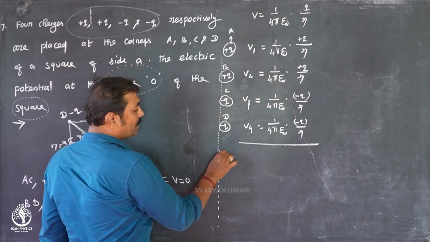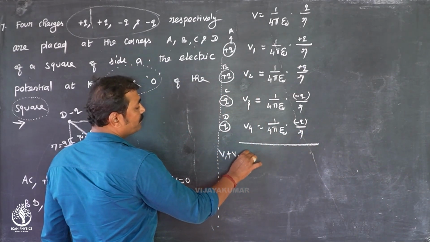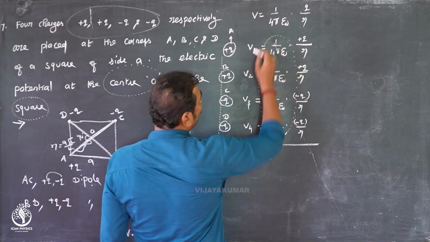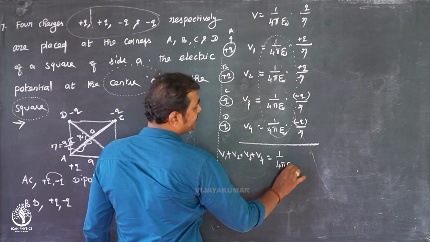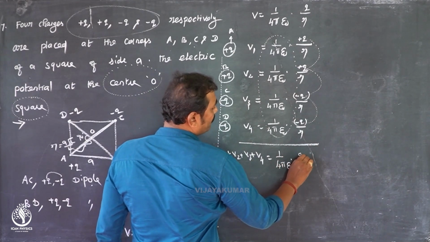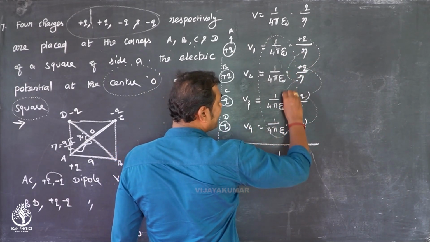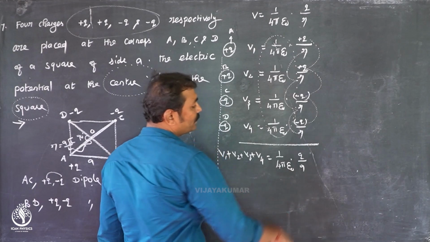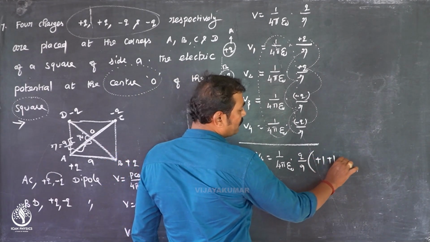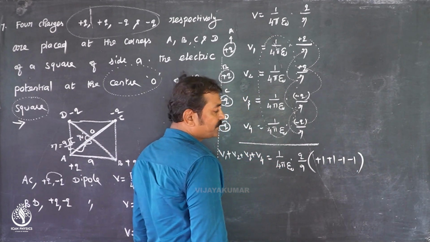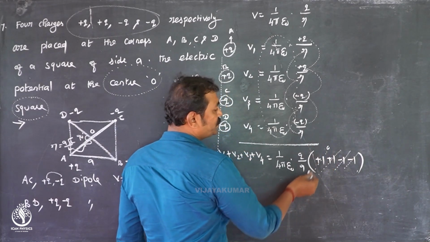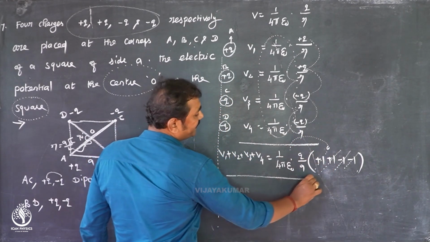Now we can add all the potentials, V1 plus V2 plus V3 plus V4. In all the terms we have 1 by 4 pi epsilon 0 as a common factor, Q as a common factor, and r as a common factor. So taking Q by r common, we have +1, +1, -1, -1. Now +1 +1 -1 -1 becomes 0, so 0 into something becomes 0.